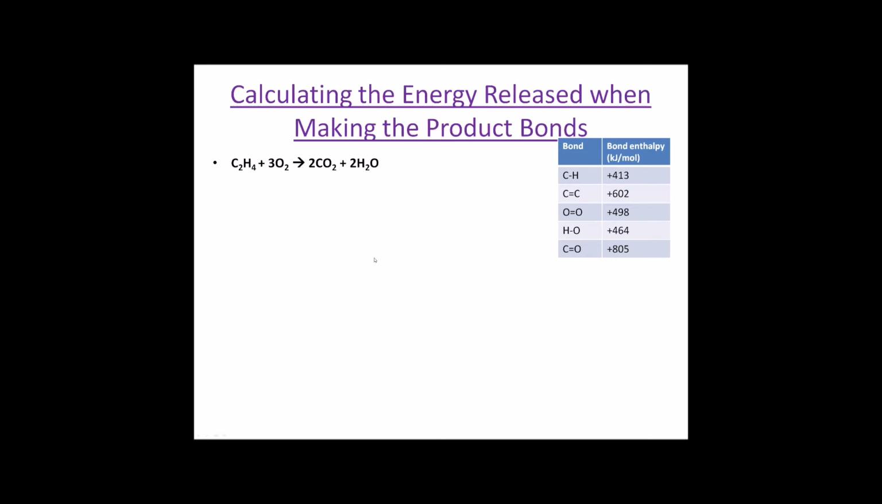Now we need to calculate the energy released when making the product bonds, and this is done in exactly the same way as breaking bonds. Everything is exactly the same. So here are our displayed formulas. Carbon dioxide, CO2, water, H2O. So the water is a single OH bond. So we've got single bonds there, and the carbon and oxygen is a carbon double bonded to two oxygens. So it's got two carbon oxygen double bonds per carbon dioxide molecule and two HO bonds per water molecule.